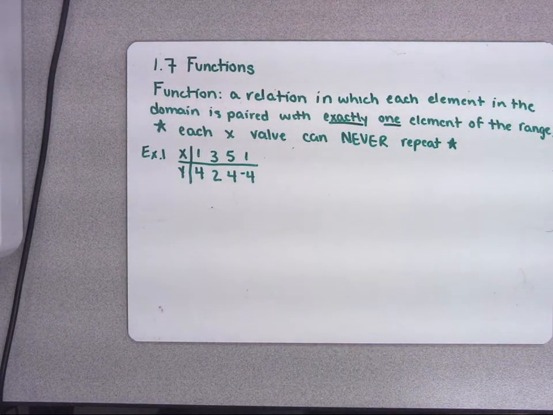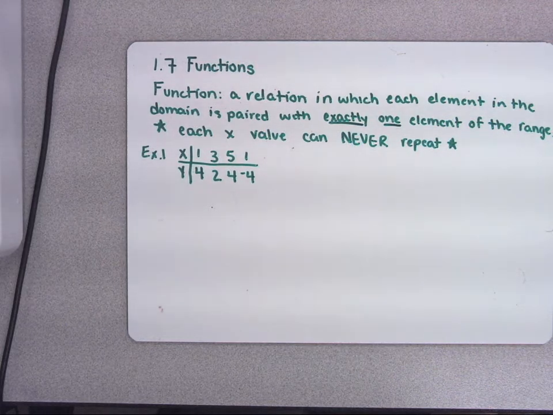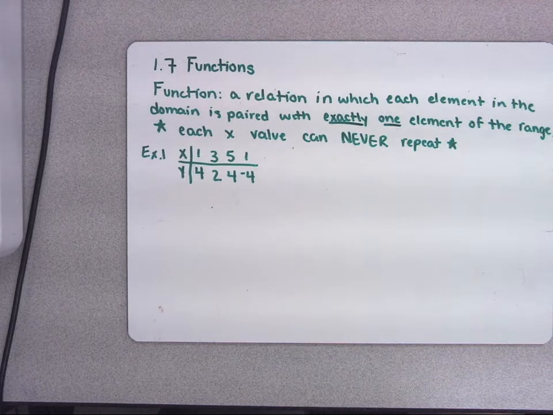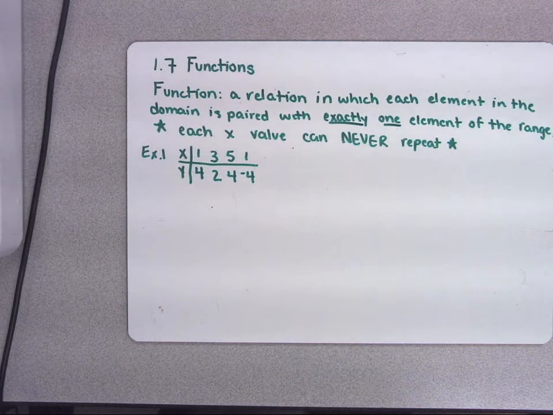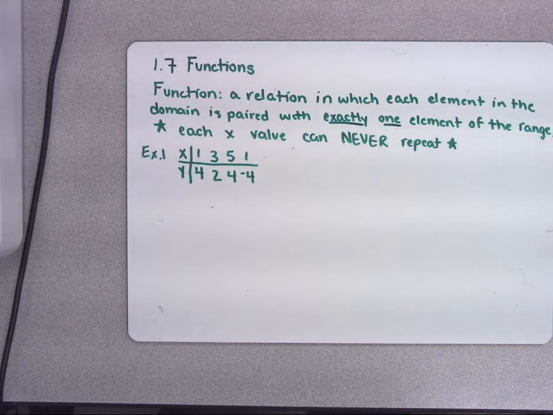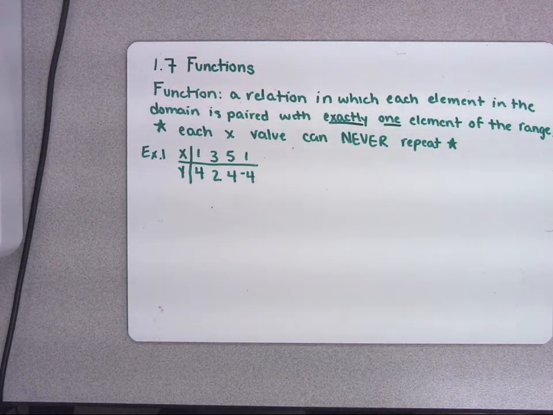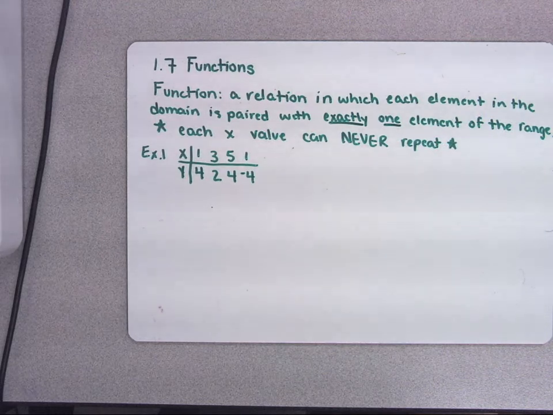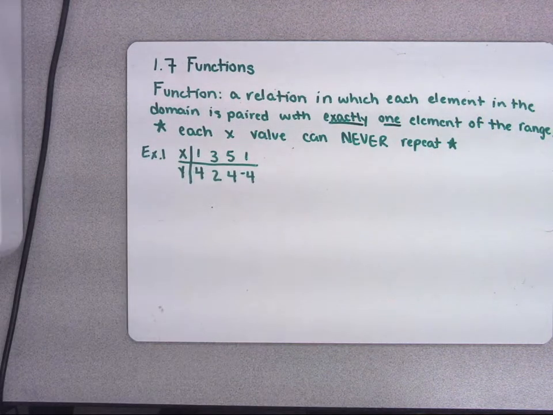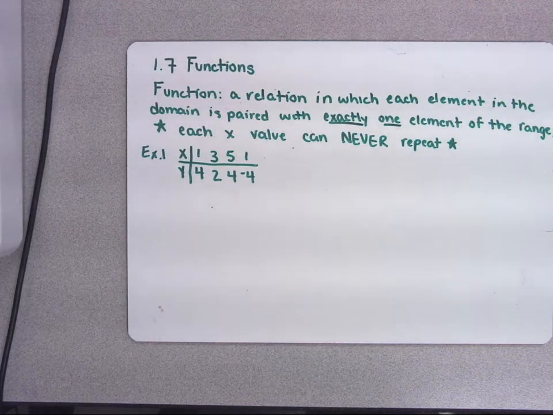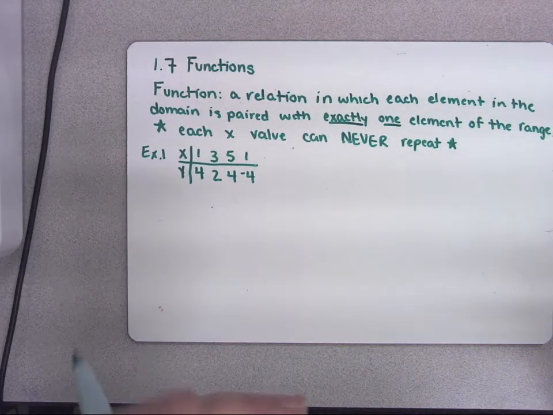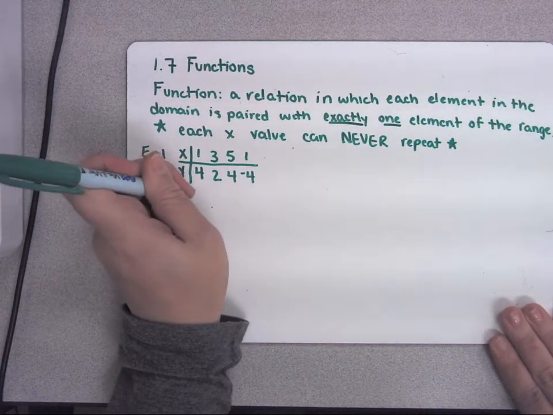Instructions say determine whether each relation is a function, period. Explain. So you have to say yes or no, it is a function or isn't a function, and then you have to say why, no matter what. So again, the starred sentence says each X value can never repeat. So the only thing we care about are the X values. Look at the X values. Ignore the Y's. They're not even important. Do any of my X values repeat? Yes. So is it a function? No. So I'm going to write this is not a function.